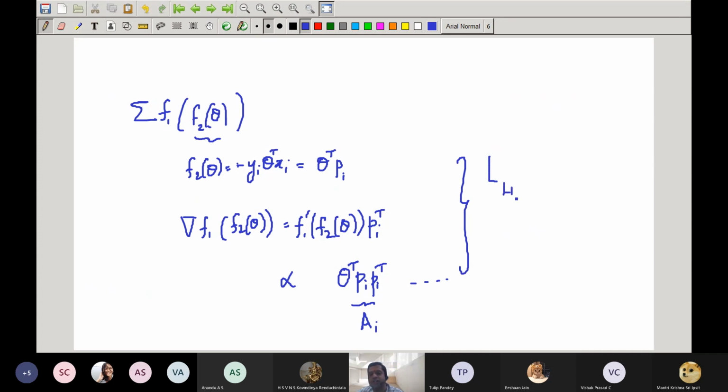L for logistic regression. I'm not going to ask this in the midsem. This is not really a midsem question.